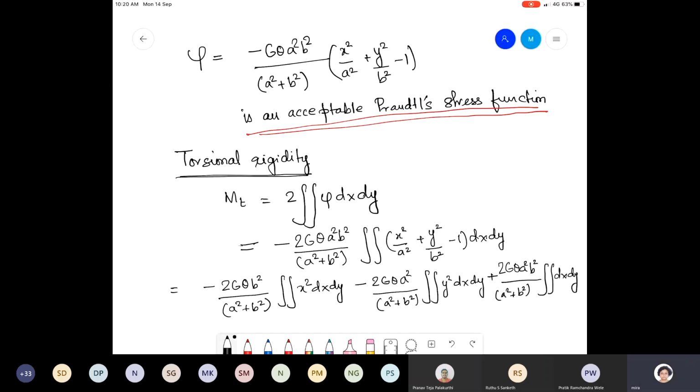Okay, so now I have expressed from the previous lecture. We know that the applied torque is the area integral of the stress function phi. Now, if I write down the expression for the stress function, I get this integral and I just split it and I get an integral of this form. If we closely look into the integral, we can observe certain things.